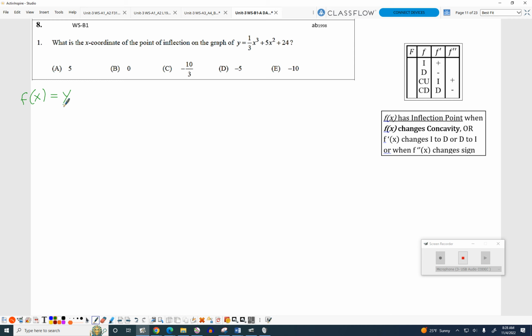f of x has a point of inflection when f prime of x changes from increasing to decreasing, or decreasing to increasing. So f has an inflection point. Say it one more time, Natalie. When f prime changes, increasing, decreasing, or, I guess we can put that.